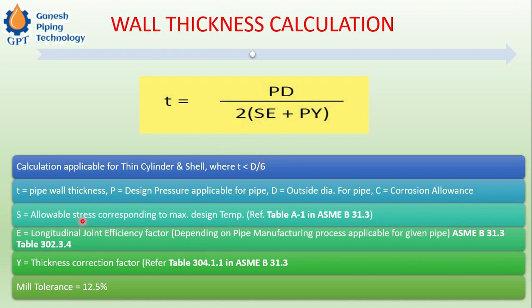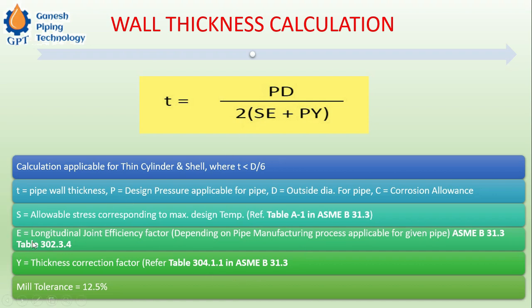S is the allowable stress corresponding to the maximum design temperature, and it can be identified from Table A-1 in ASME B31.3. Because we are considering process piping, that is why it is 31.3. If you are doing this calculation for a power plant, then it will be 31.1. At the end of this session, we have given a comparative study between ASME B31.3, the process piping design code, versus the power piping design code, ASME B31.1.